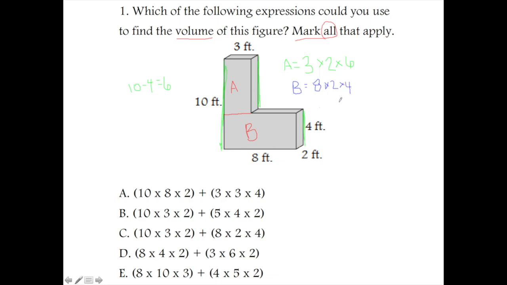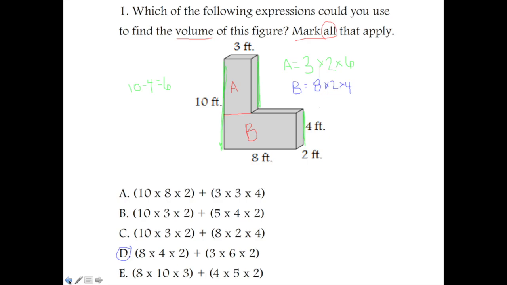Now I'm going to look at the expressions I have. I know that to find the whole volume, I'm going to have to add these together. So I'm going to see if there's any answer choices that match. Oh, I think I found one right here. Look, 3 times 6 times 2. That's the same as saying 3 times 2 times 6. And the first expression also matches. 8 times 4 times 2 is the same as 8 times 2 times 4, because in multiplication, remember, the order does not matter.